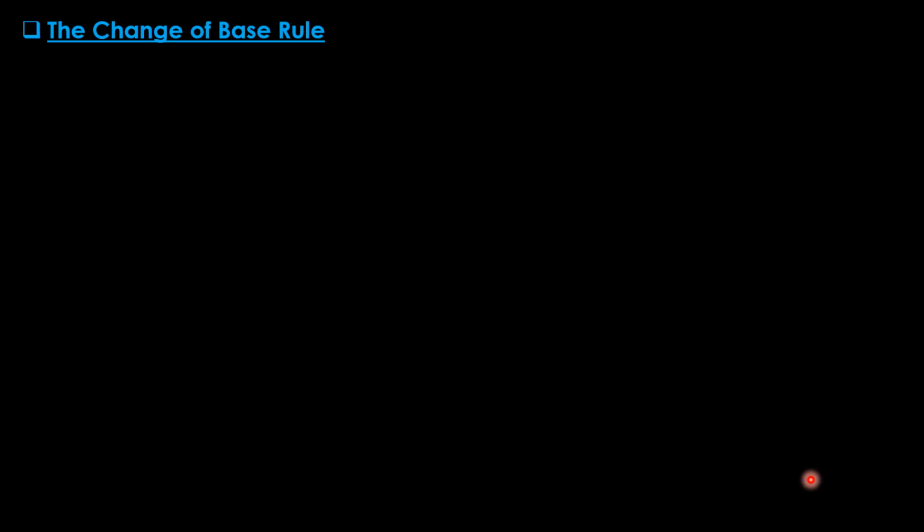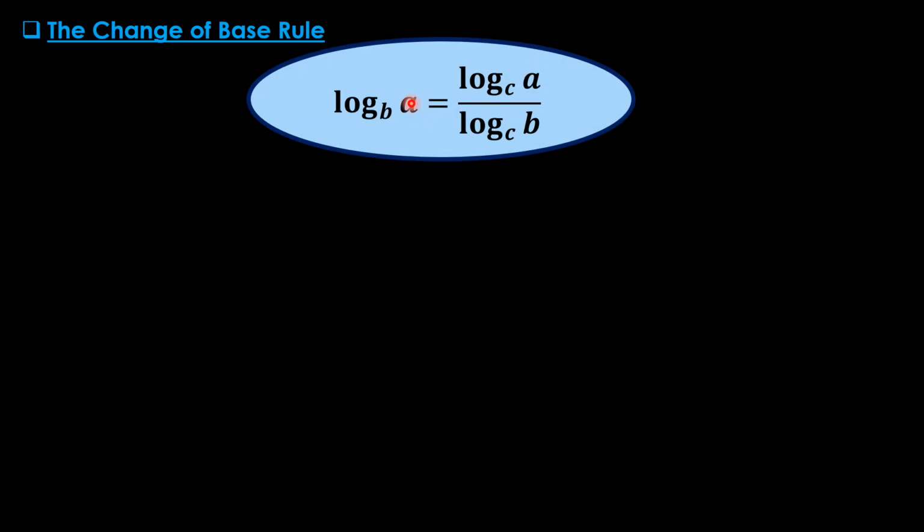Now the change of base rule. Log a to the base b equals log a to the base c divided by log b to the base c. So we can see here, log a to the base b, we are just changing that base from b to c, but the condition is we have to write it in this fraction form, log a to the base c divided by log b to the base c, same base.